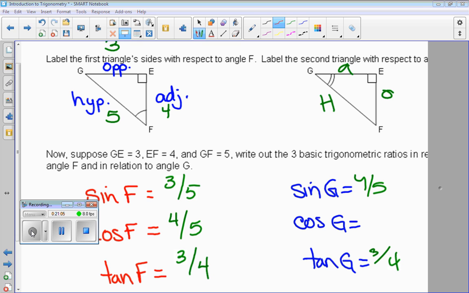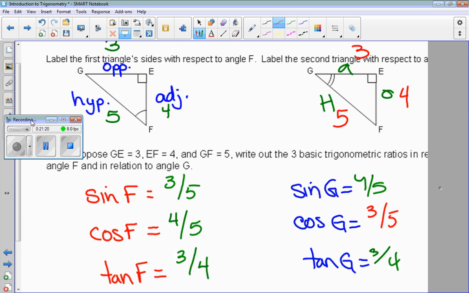One more time. So we have GE is 3, so we have 3, EF, and we have 3, 4, 5 still. So we'll go back. What's the cosine going to be? 3 over 5. Here's something that's pretty darn important and guaranteed will come up on the SOL. What do you notice?